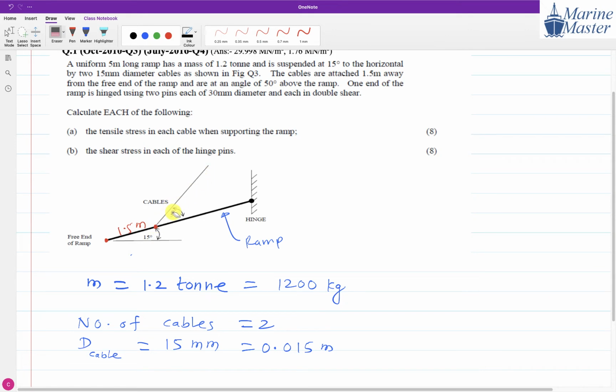Here how many cables do we have? Two cables. So these two cables are making how much angle with respect to this ramp? 50 degrees above the ramp.